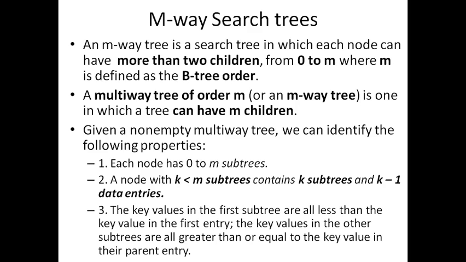The key values in the first subtree are less than the key value in the first entry. The key values in the other subtrees are greater than or equal to the key value in the parent entry, which simply means that the M-way subtree retains the characteristic of the binary search tree in this aspect. So the left subtree will be less than the parent, the right subtree will be greater than the parent. That's what is being said here. This is the third property of an M-way search tree.